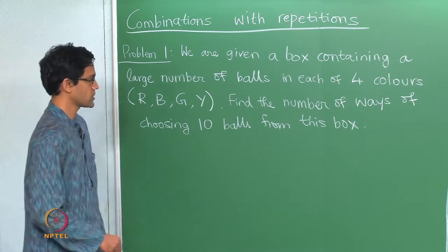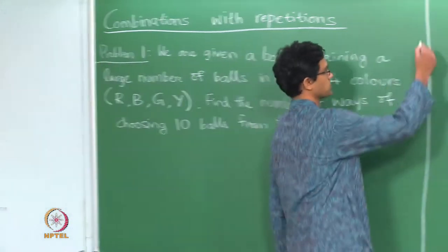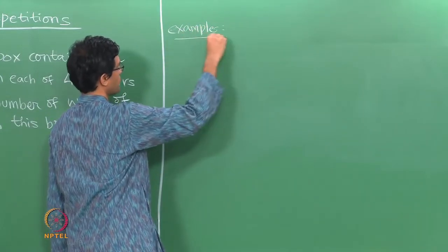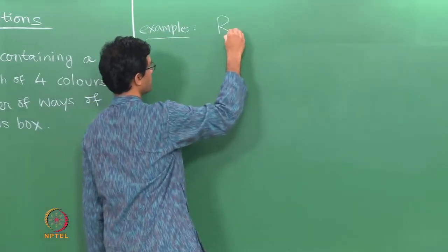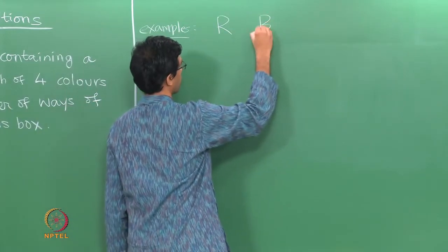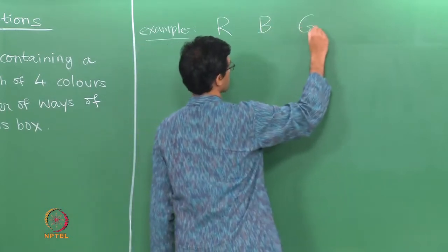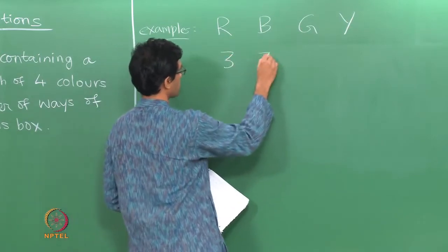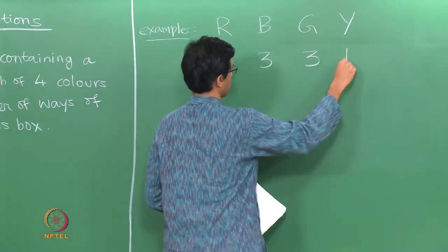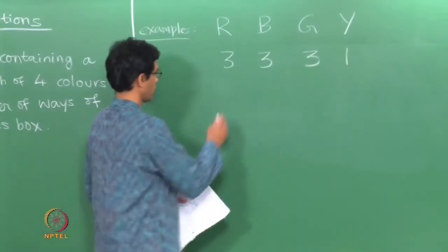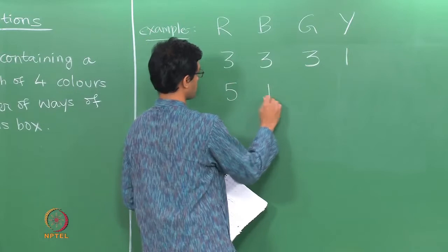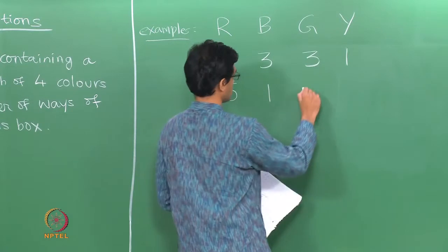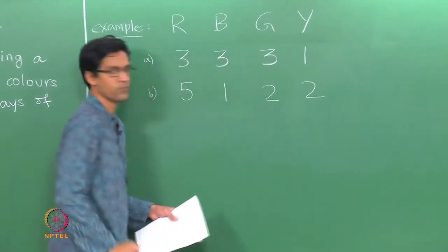Okay. So for instance, let's see what are various examples of choices. So let's just look at a few examples. How would we encode a choice? We could keep track of the number of red balls, blue balls, green balls and yellow balls. So for instance, one choice could be, maybe we pick 3 red, 3 blue, 3 green and 1 yellow. Maybe we choose 5 red. So here's one possibility. Here's another choice. You could pick 5 red, 1 blue, say 2 each of green and yellow, okay, and so on.